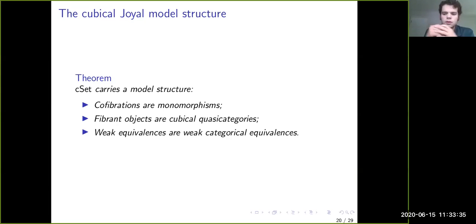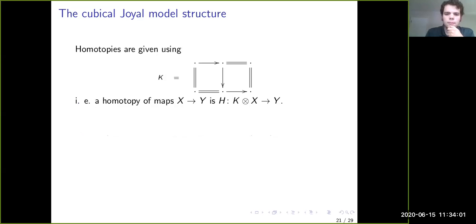Right, so the main theorem that I'll be discussing today, this theorem that we've proven in our paper, is that there is a model structure on the category of cubical sets for which the cofibrations are monomorphisms. The fibrant objects are these cubical quasi-categories, meaning cubical sets having the right lifting property with respect to inner open boxes. And the weak equivalences are what we call weak categorical equivalences.